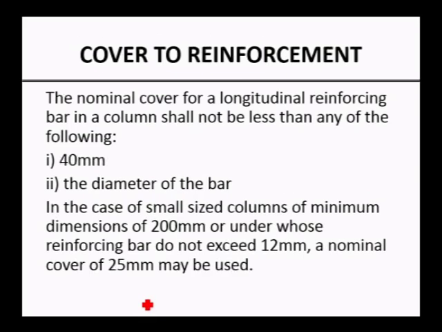And one more important point is cover to reinforcement. Normally for the nominal cover as per IS 456, there are two points you have to consider. It should be 40 mm, and second is the diameter of the bar. In case of a small size column, the minimum dimension is 200 mm, you should know, the column size should not be less than 200 mm. Okay, minimum size 200 mm, or where a very small column size of 200 mm is provided, then we can go for a cover of 25 mm. Otherwise 40 mm cover should be provided for the columns.